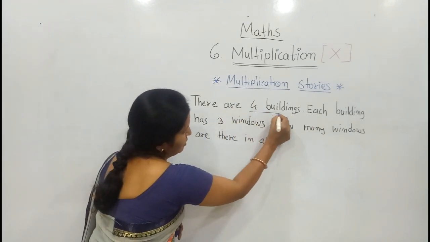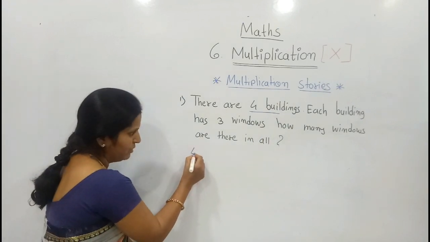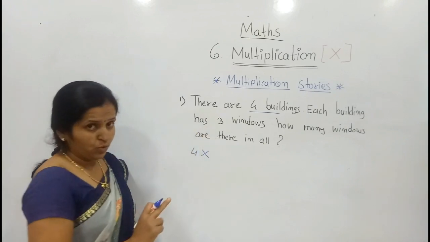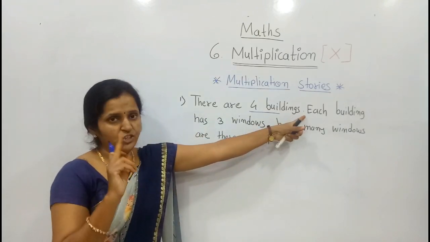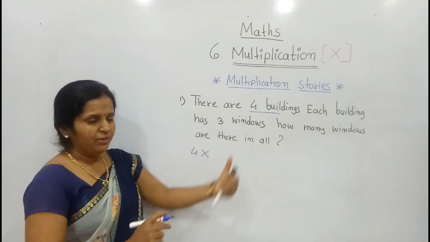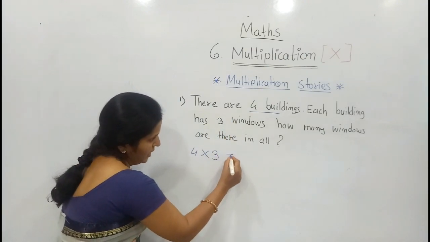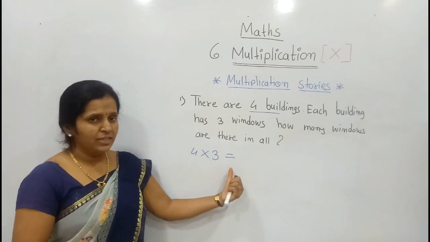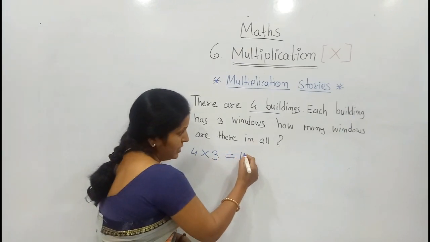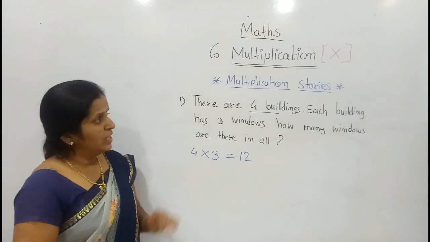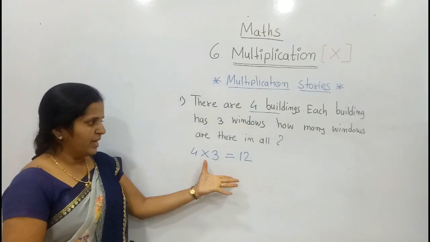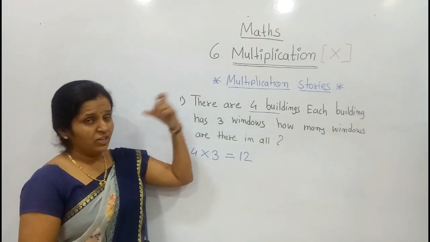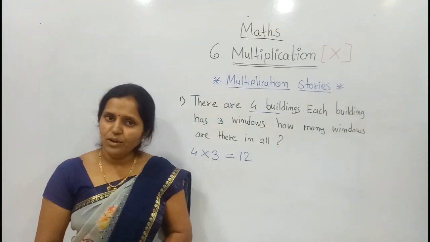Firstly take the group. This is our group, 4 buildings. Take that number first, 4. Sign of multiplication. After that, each group. Each building, each means 1. Each building has 3 windows. 4 into 3 is equal to 4's table up to 3. 4 1s are 4, 4 2s are 8, 4 3s are 12. Means there are 12 windows in those 4 buildings. In this way we can identify the total number of objects with the help of multiplication. For multiplication, tables are most important.